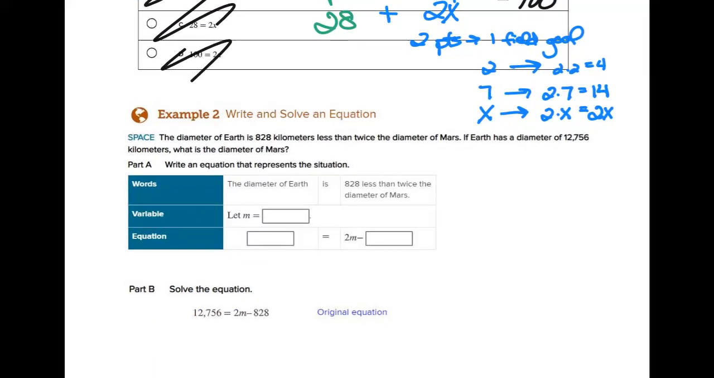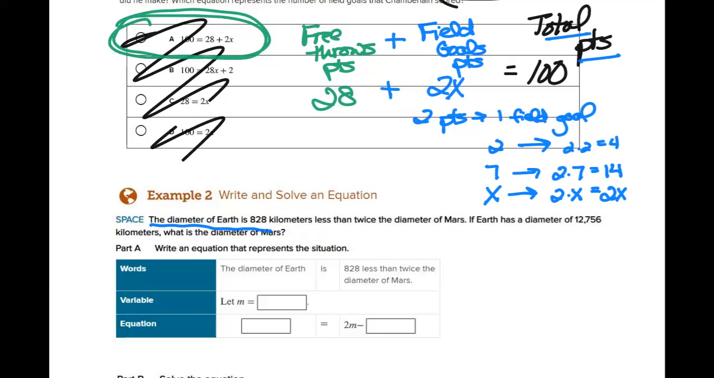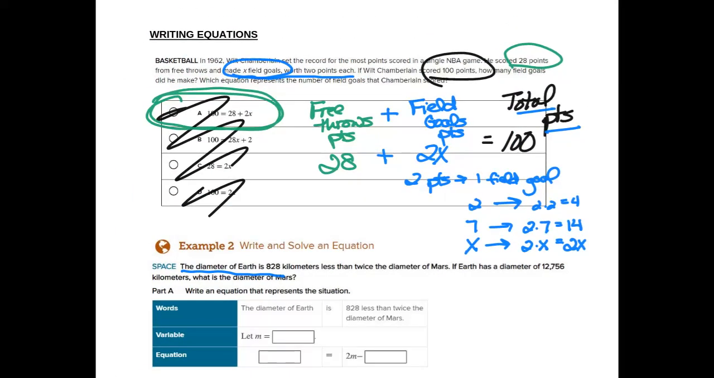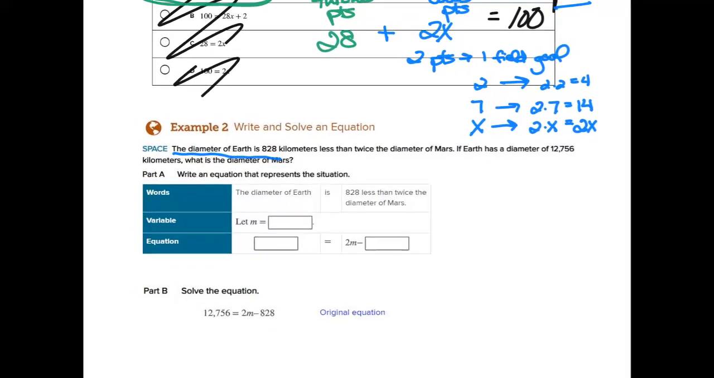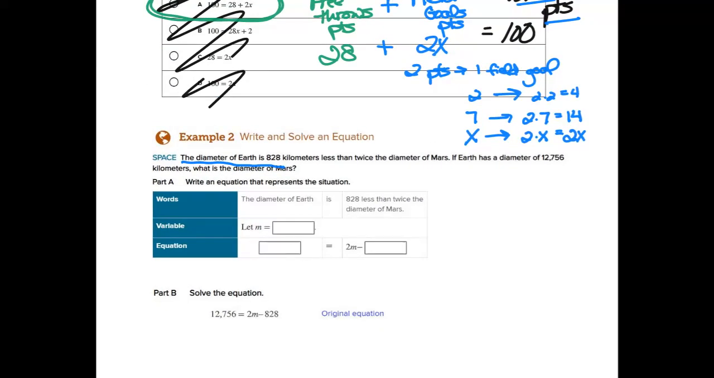Example 2. The diameter of the earth is, let me back up here a minute. Students have not asked questions. Okay. Diameter of the earth is 828 kilometers less than twice the diameter of Mars. If Earth has a diameter of 12,756 kilometers, what is the diameter of Mars?